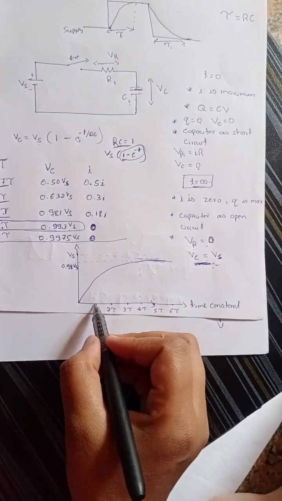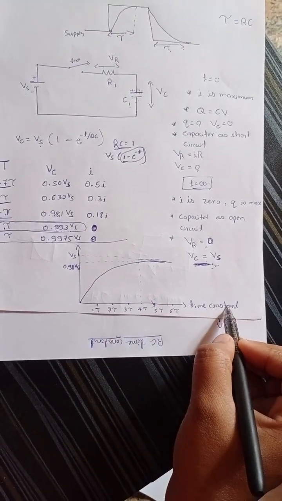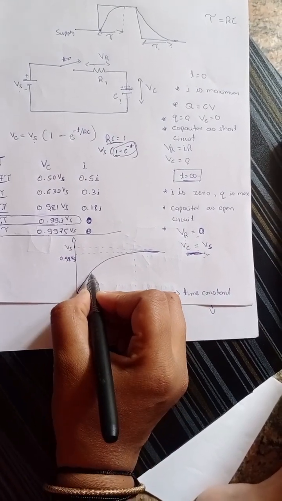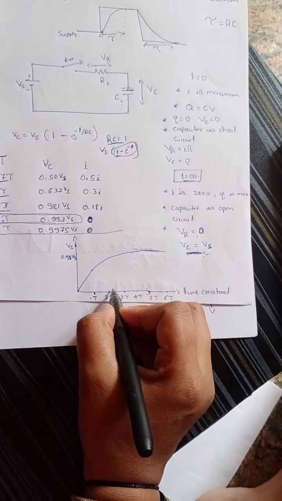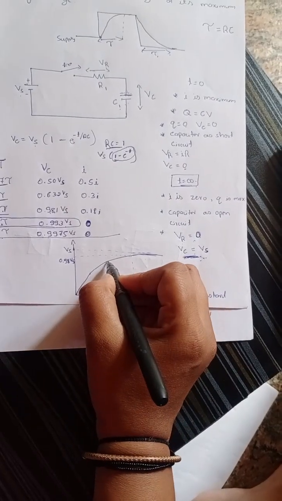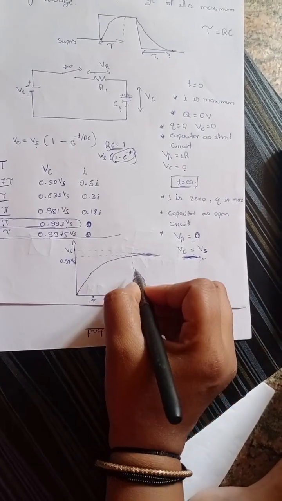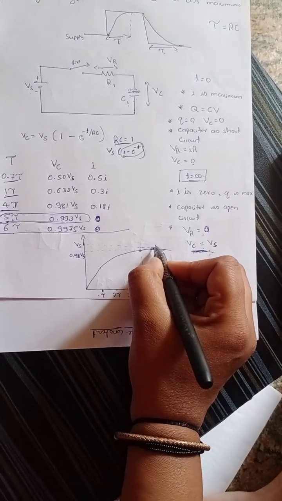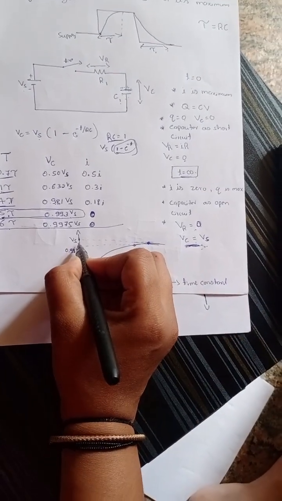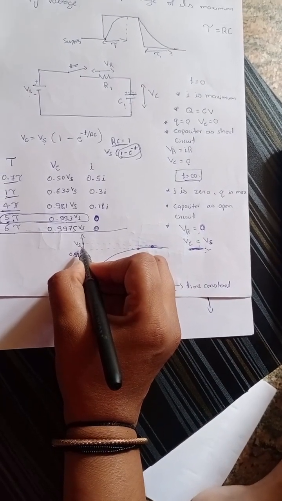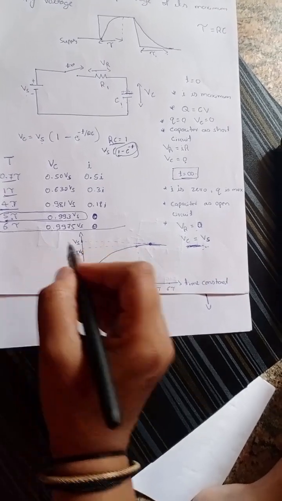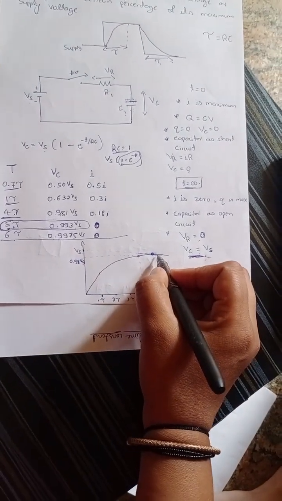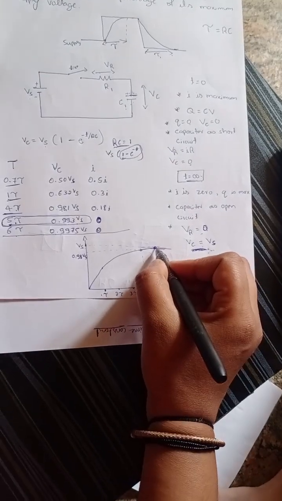Just observe here. This is the time constant I am taking here, and this is the Vs value. At 1 tau, we are getting 0.63 Vs. At 2 tau, some value we will get. At 4 tau, we are getting 0.98 Vs. At 5 tau, approximately we are getting Vs. Only a very small variation is there from Vs to 0.99, so very little difference. We can say it is approximately Vs.